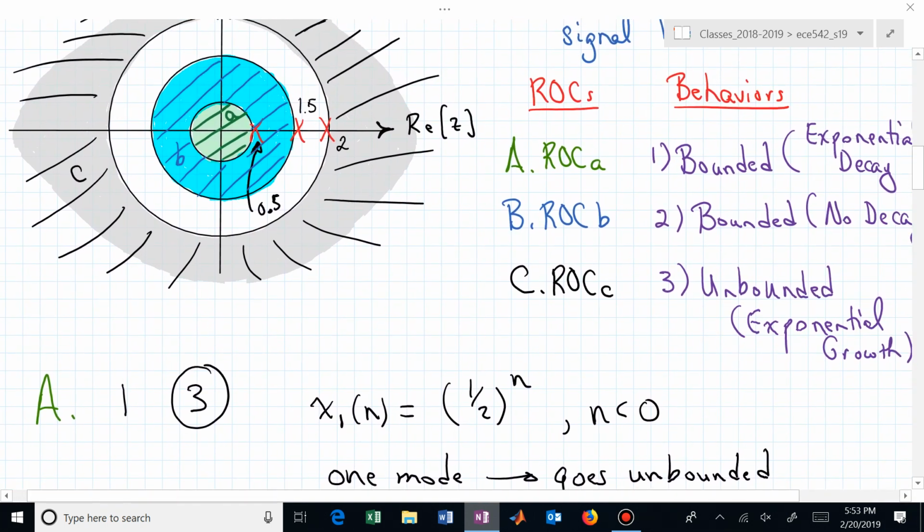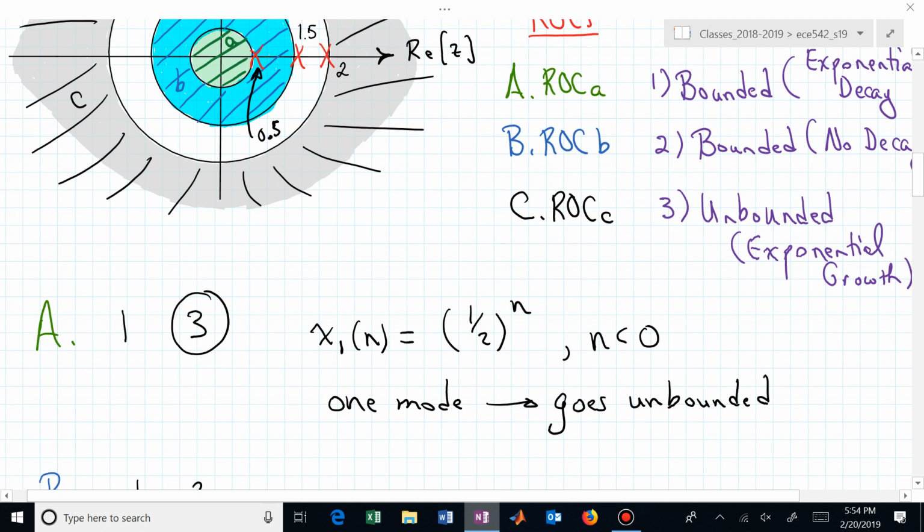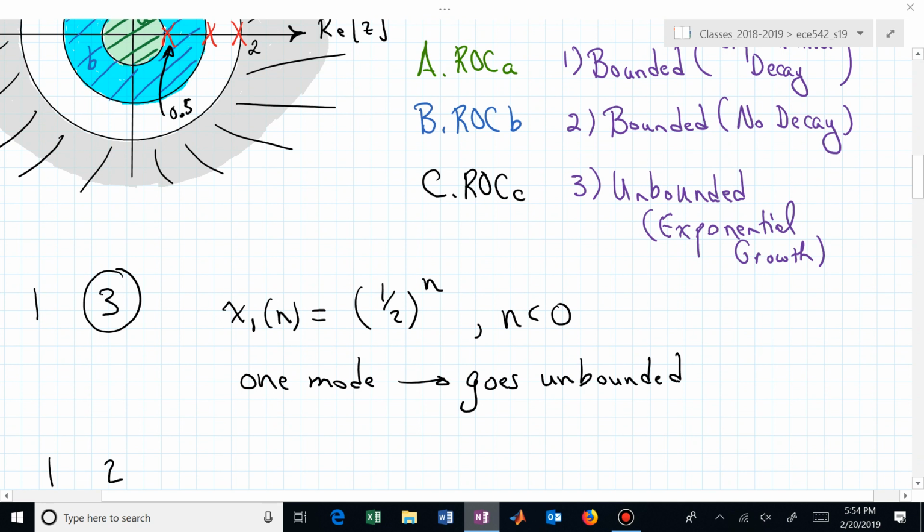Region of convergence B. 1, 2, 3. I see some 1s, I see some 2s. Which is it, 1 or 2? Did I see any 3? So everybody thinks it's bounded, either bounded with no decay or bounded with exponential decay. So which one is it, 1 or 2? What does it mean for bounded no decay? That would be like a constant response, correct? With time, with n. Is the response associated with region of convergence B performing that way?